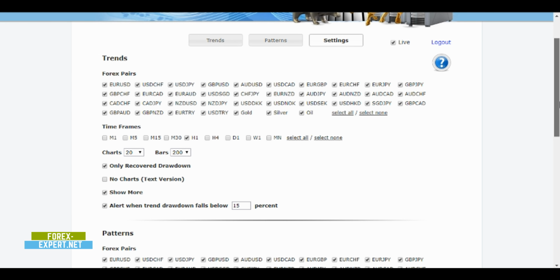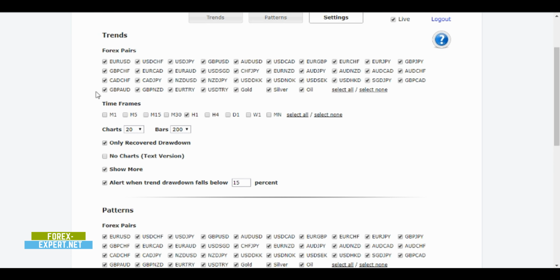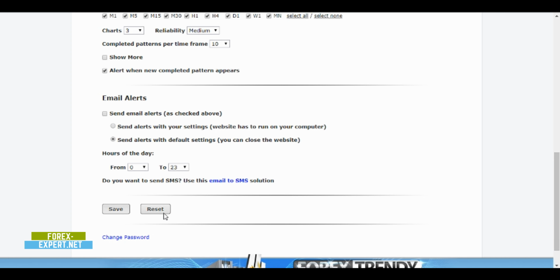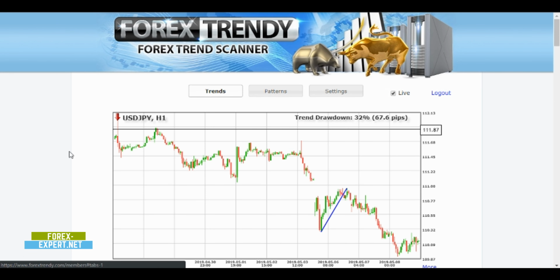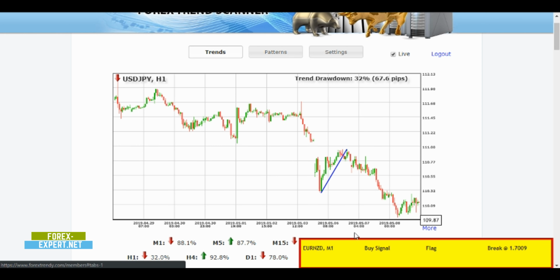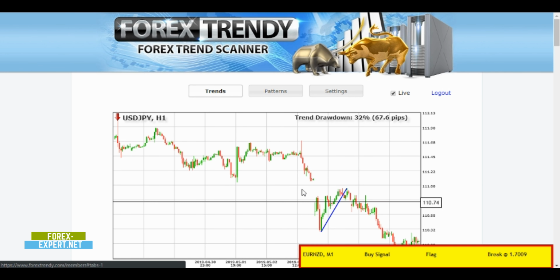So back to the topic, once you have made your adjustments, you scroll down the page and click on save. Then when the drawdown falls below 15% or the value you selected before, Forex Trendy will alert you with a live signal. You can receive it by email, SMS on your phone, or you will receive a live signal here on your PC screen if you leave the website open.